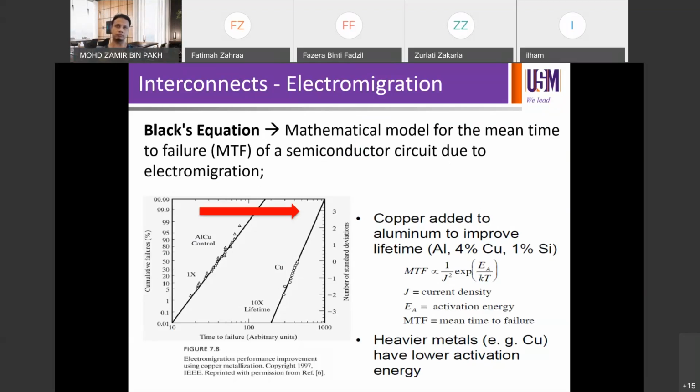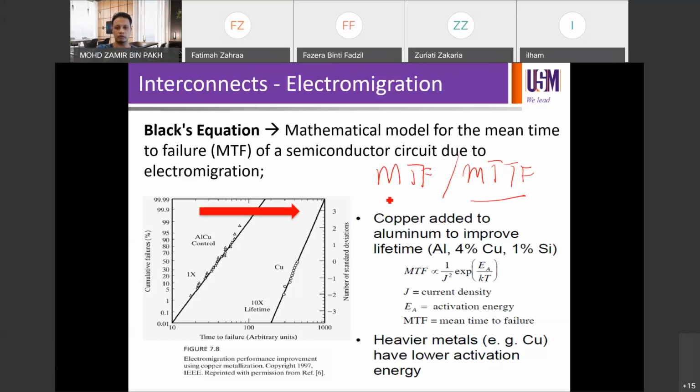So it's not the failure of the wire alone, but rather the failure of the whole semiconductor, because you won't have a fully functional device without your wires or your interconnections, right? So it's a mathematical model for the mean time to failure. You can also write MTTF, right? So it's not only MTF. If you write MTF, it's fine. If you write MTTF, it's equally fine.